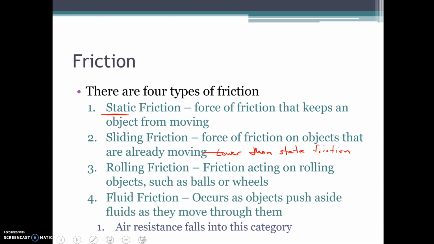And then finally, fluid friction is the last type. This occurs as objects push aside fluids as they move through them. Air resistance would fall into this category, but so would water resistance. As you've been swimming, you can feel that water is pushing against you, and you have to continue to propel yourself forward in order to keep going. Inertia doesn't allow you to just keep going because fluid friction is pushing back against you.